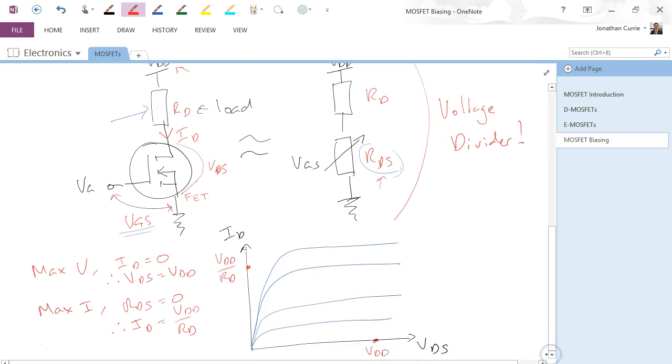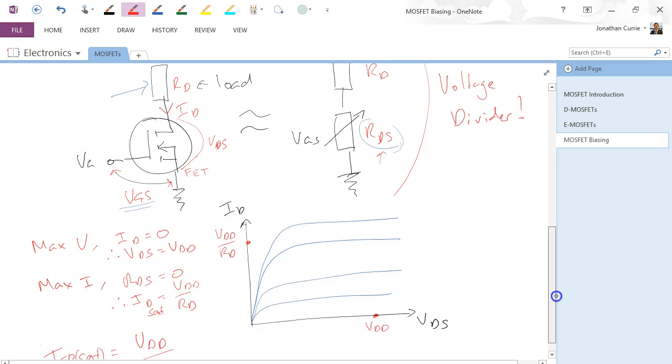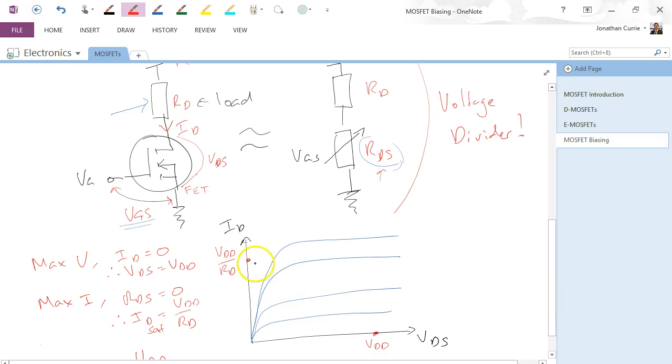And this actually has a name. This is known as ID sat. So the definition, ID sat equals VDD over RD, or the maximum current that can flow given that load or drain resistor there. And what we do is we can draw a line, I'll try my best, between those two points.